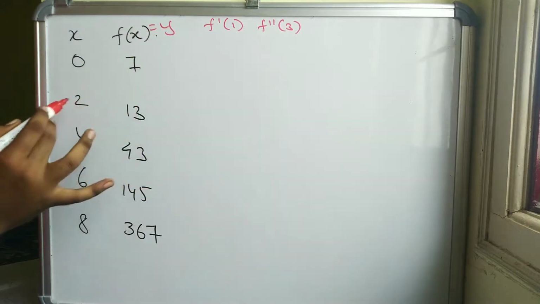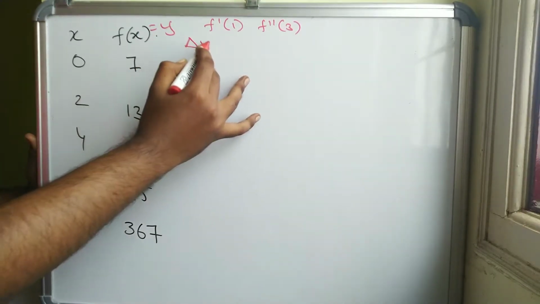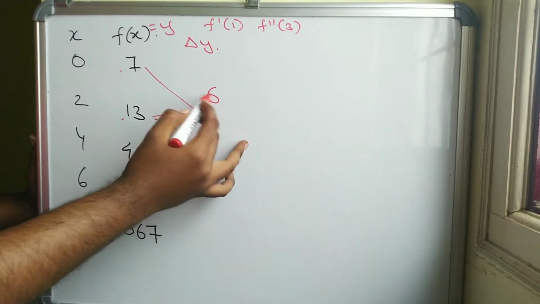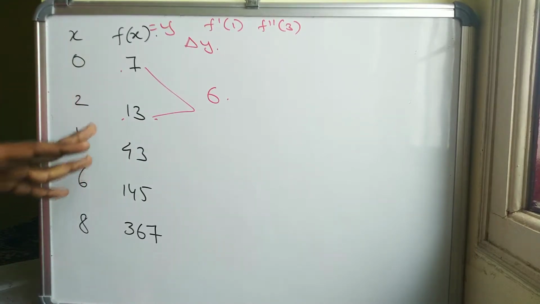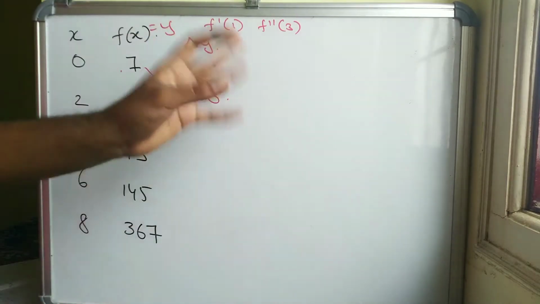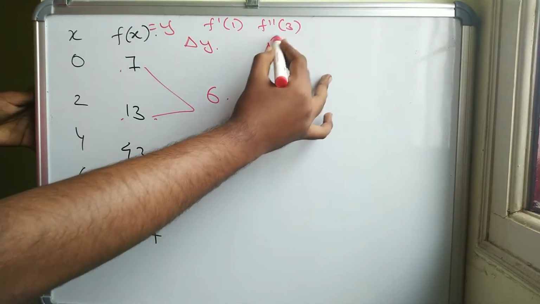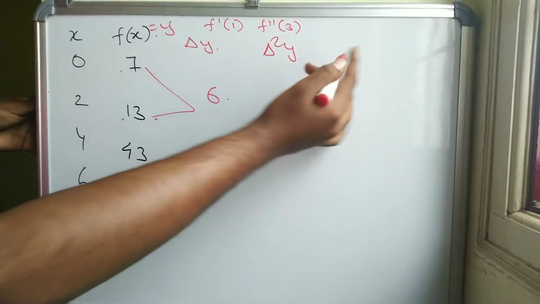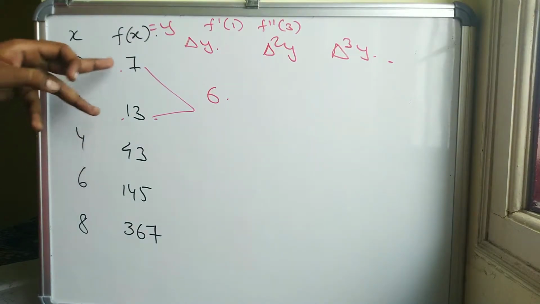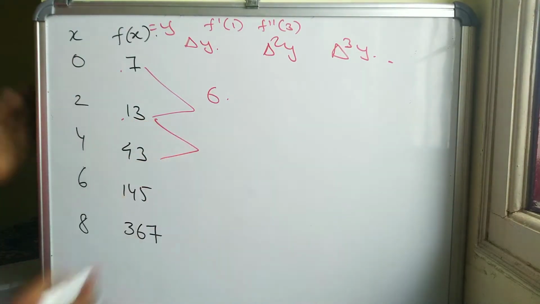The next column will be delta y. So 13 minus 7, 6. This is basically the Newton's interpolation formula. In the same manner, you need to find delta y naught, delta square y, delta cube y, and so on. This you have to remember: lower minus upper. That's it. Only in the divided difference method do we divide by the corresponding x values. We used to do that in Newton's divided difference formula.